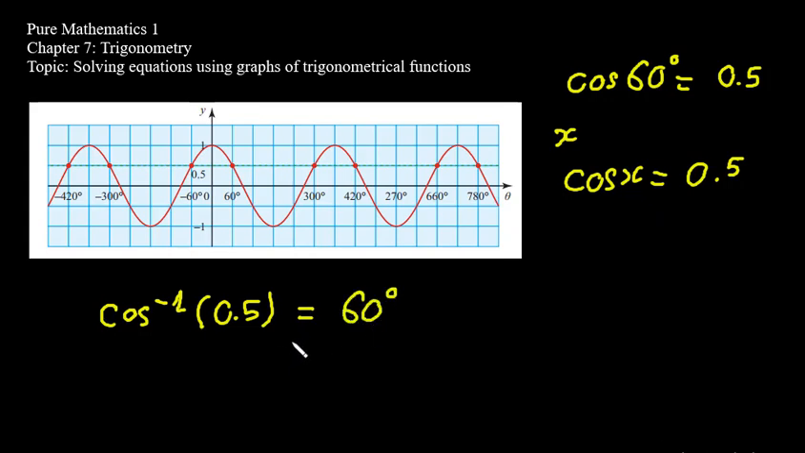So why is that? Now we will look at the principal values in order to understand why, when you enter the equation cos minus 1 of 0.5, we only have one value, which is 60 degrees, not minus 60 degrees or 300 degrees or 420 degrees.